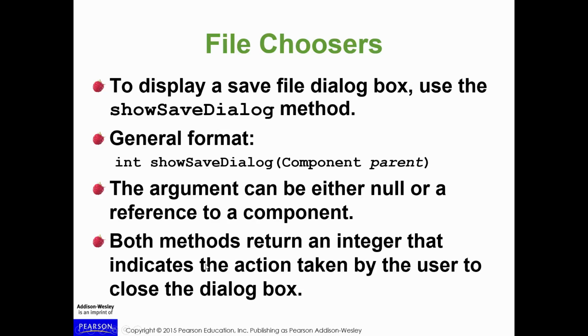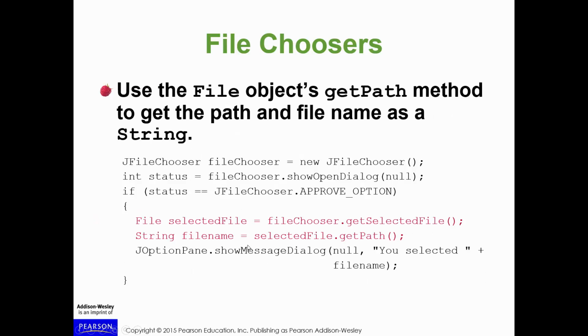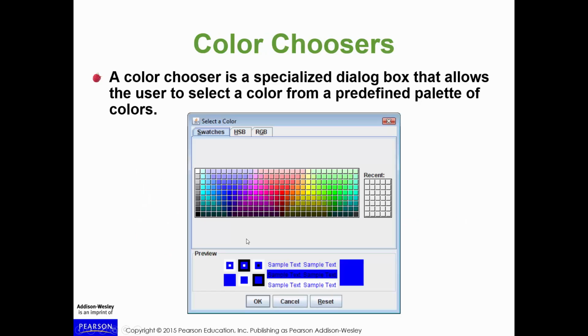Both methods, as mentioned, return an integer that indicates the action the user took. You can compare that value to see if they chose nothing, did they click an OK button, or did some kind of an error occur? If the user selects a file, you can use the getSelectedFile method to determine the file that was selected. You can use getPath if you want more information about it.